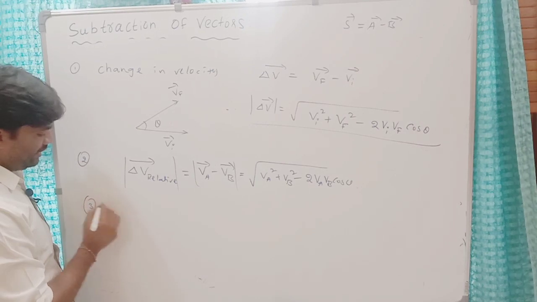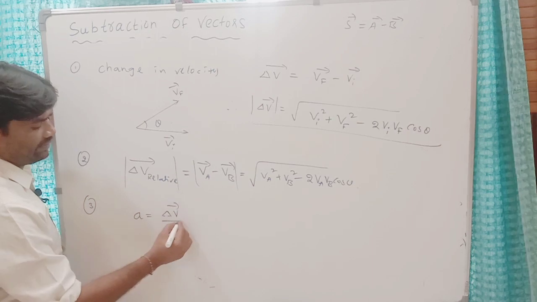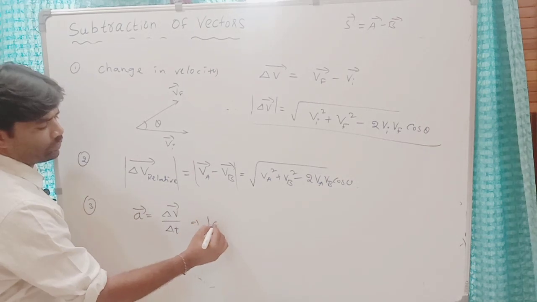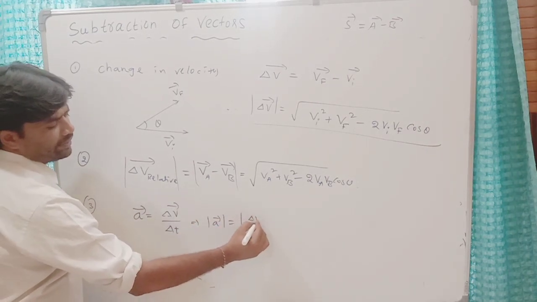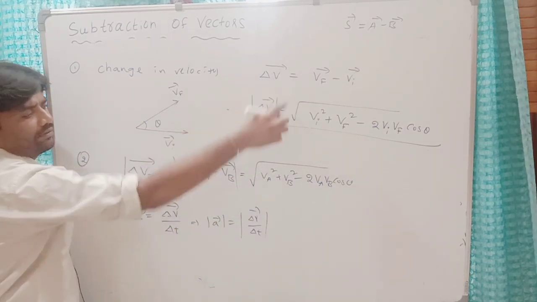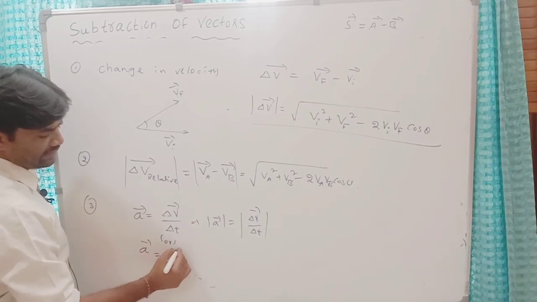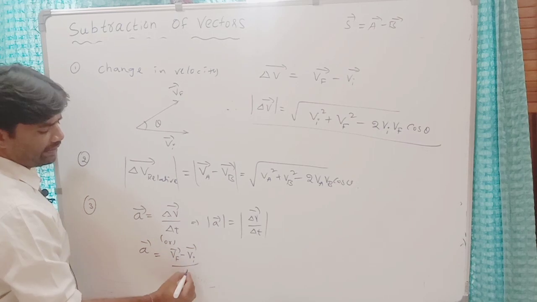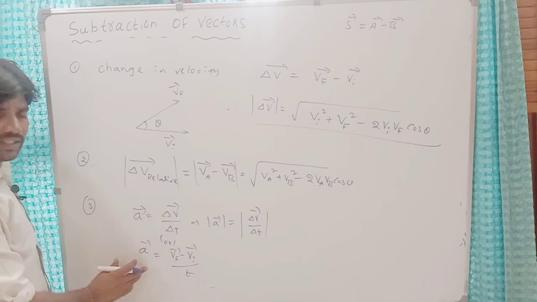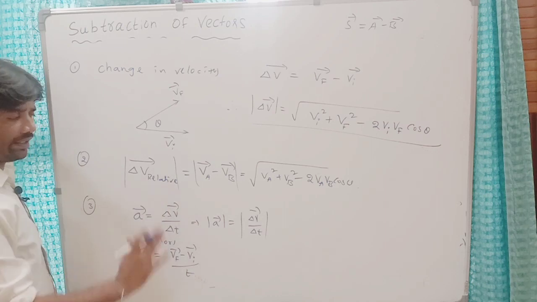And also you can find acceleration of the body. Acceleration means rate of change of velocity. Its magnitude is what? Mod of delta v by delta t. So how do we get delta v? Like this. You can also write a is equal to the final velocity minus initial velocity divided by interval of time. This is average acceleration. Clear? Average acceleration is final velocity minus initial velocity by time.